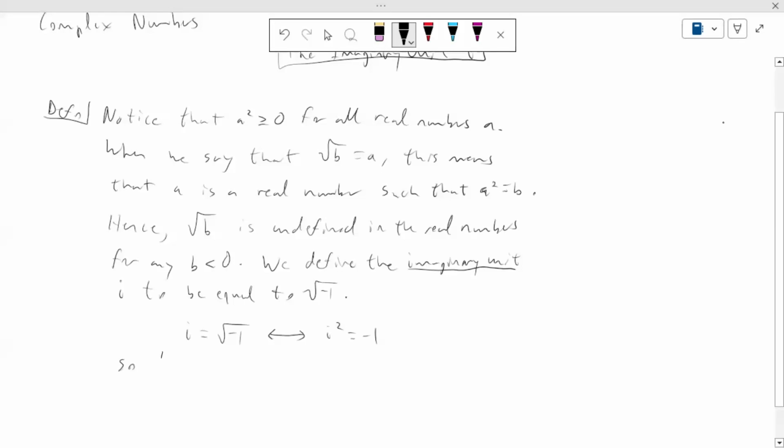So the reason that we're doing this, we may use i to simplify square roots of negative numbers.